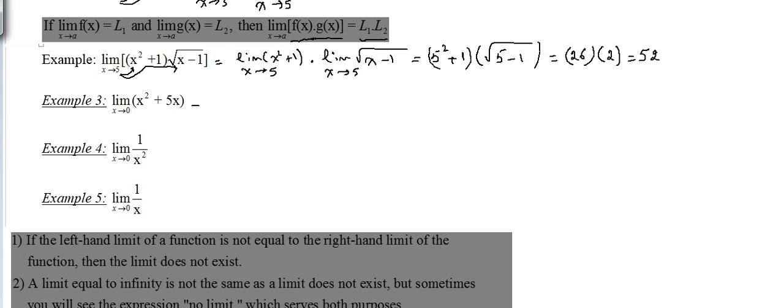For sure, also the same, we can directly substitute instead of x its value. Example 3. Okay, also we can substitute 0 plus 5 times 0, so the answer is 0.